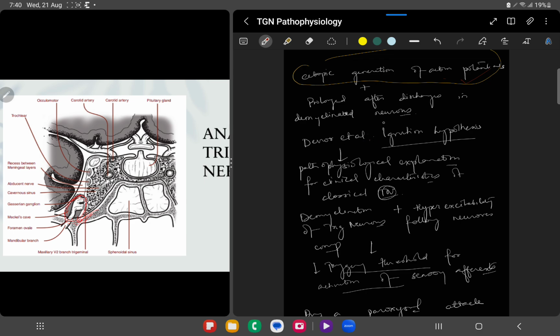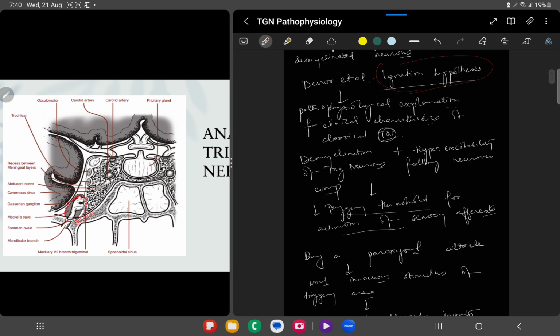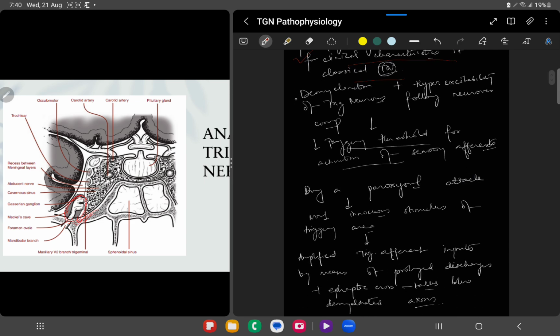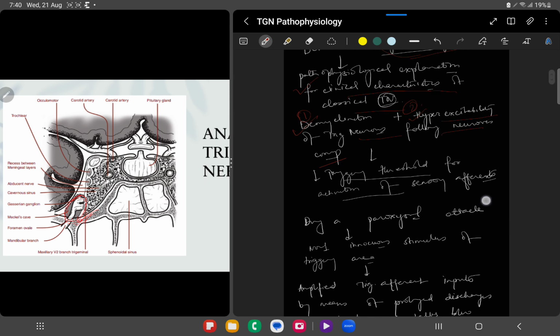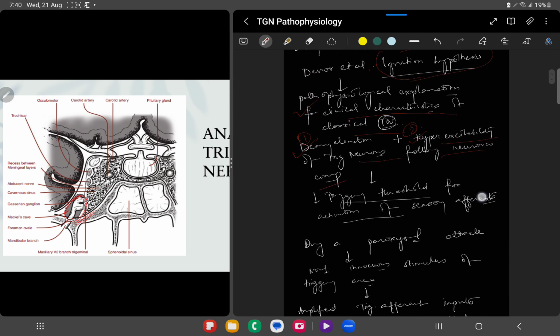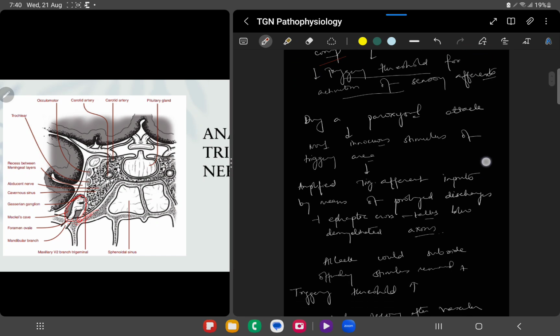Devor et al. gave the ignition hypothesis. This is the pathophysiological explanation for the clinical characteristics of trigeminal neuralgia, where we find demyelination as well as hyperexcitability of the trigeminal neurons following the nerve compression. So after the nerve compression, two things are happening, demyelination as well as hyperexcitability. This forms the backbone of the ignition hypothesis given by Devor et al.